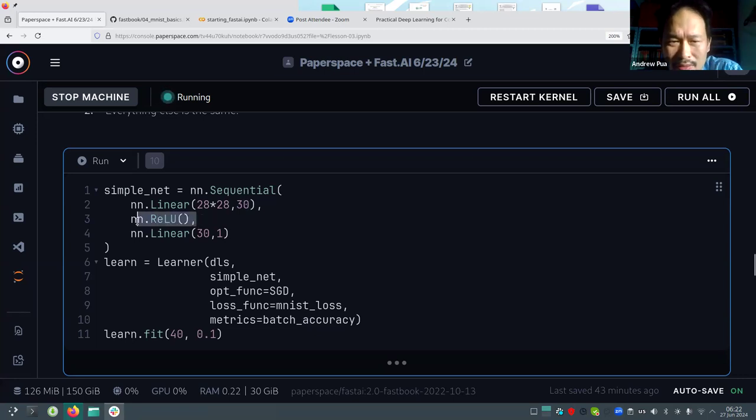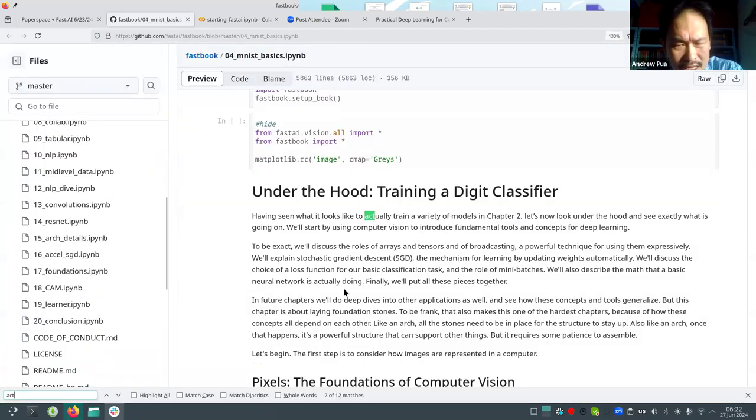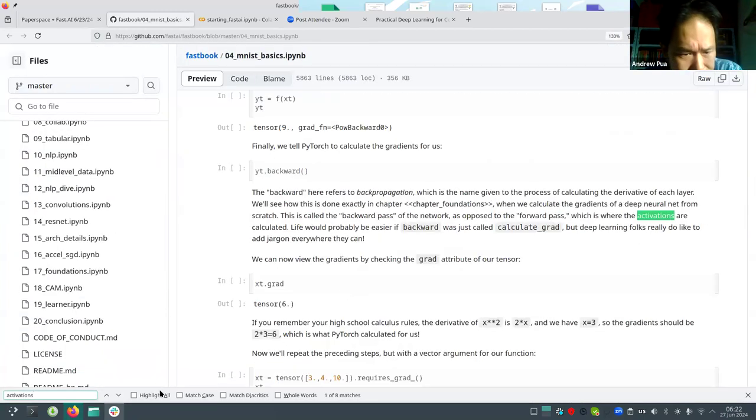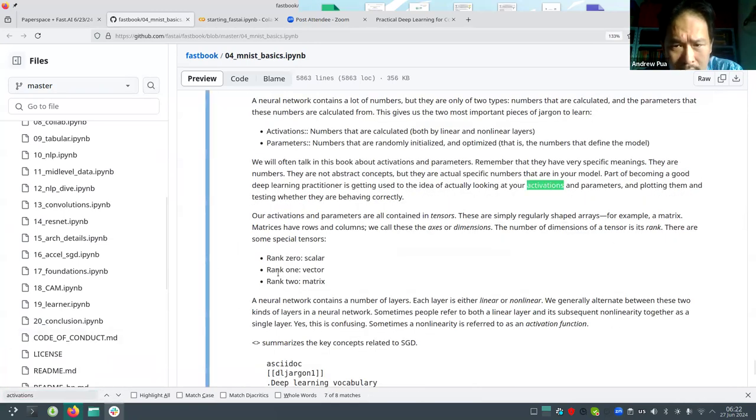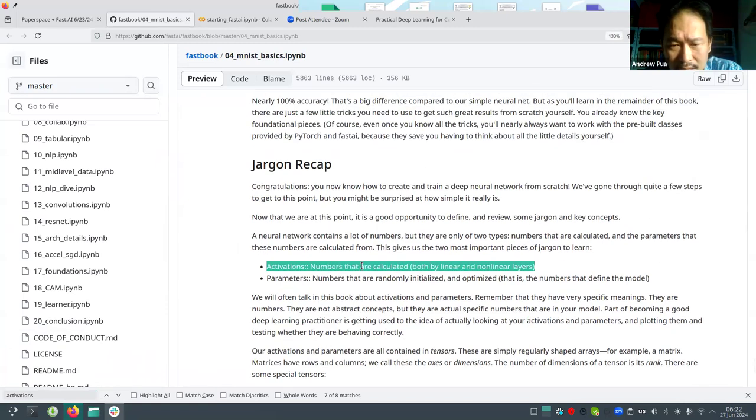So that activation is called the activation function. This is the nonlinearity that is emphasized at the end of the lesson. And at some point they also talk about activation as a set of numbers. So I think it's at the end. Numbers that are calculated both by linear and nonlinear layers. So those two things. Yeah, that might be confusing for some.